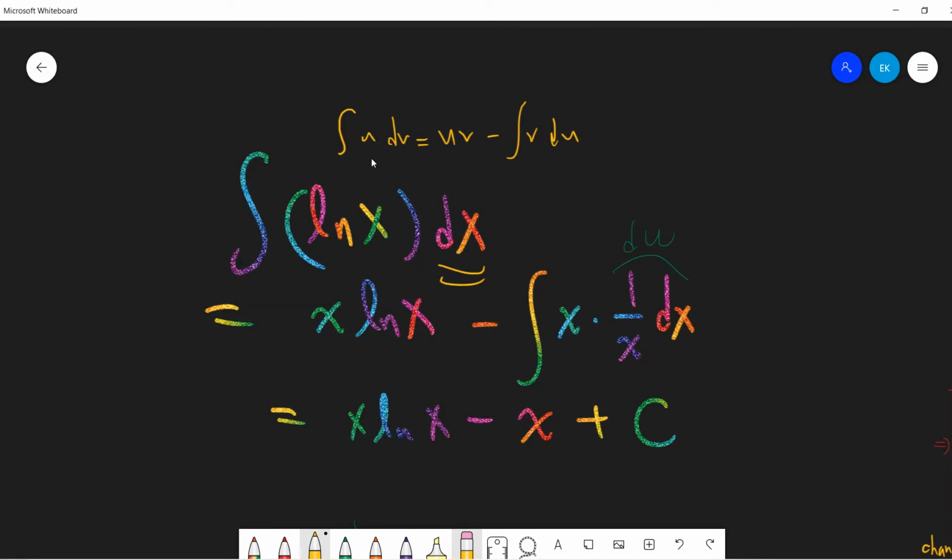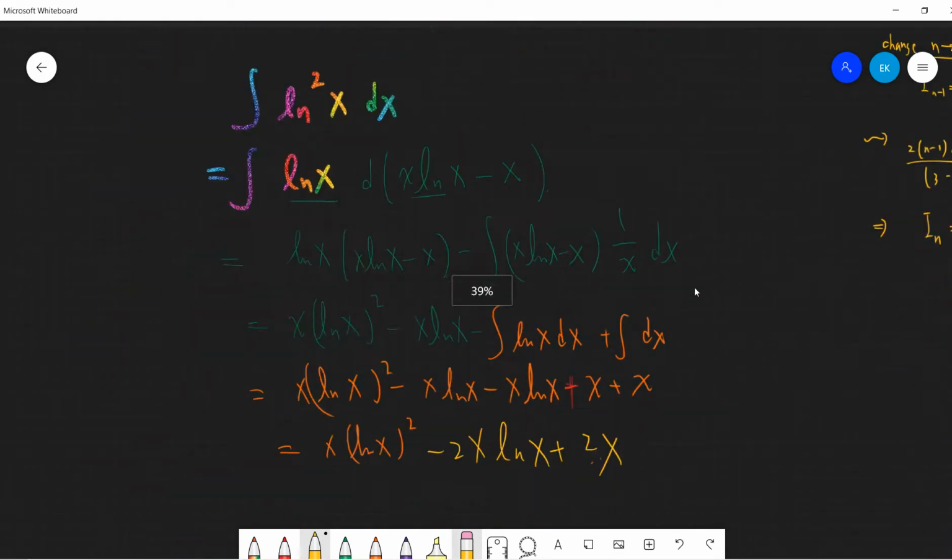All we need to know is integration by parts: the integral of u dv equals uv minus the integral of v du. In this case, dv is just dx, so v is just x. We get x ln x minus the integral of v du, where v is x and u is ln x, so du is 1 over x dx. The x cancels, and we get dx. So the answer is x ln x minus x plus c. Okay, very easy.